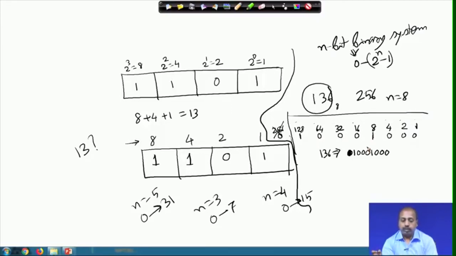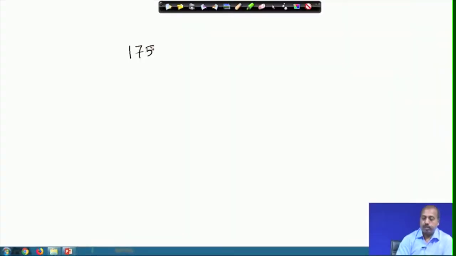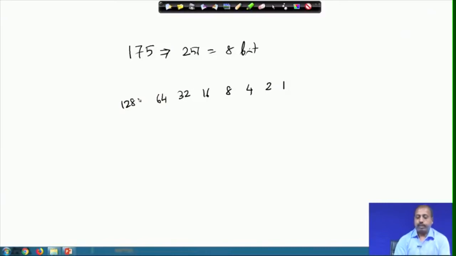Okay. So, let us take another example, say 175. For 175 again the same thing, the next power is 256. So, that means I need an 8 bit representation. So, if I take 8 bits, 1, 2, 4, 8, 16, 32, 64, 128. These are the 8 bit weights. So, for 175 I will need this 128.